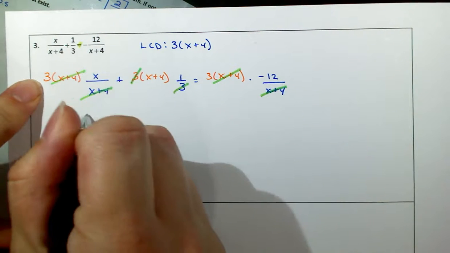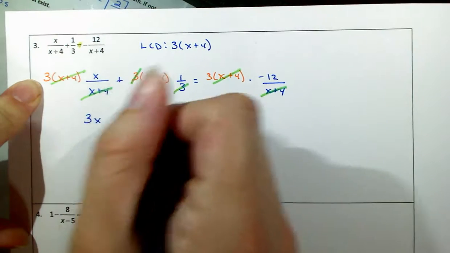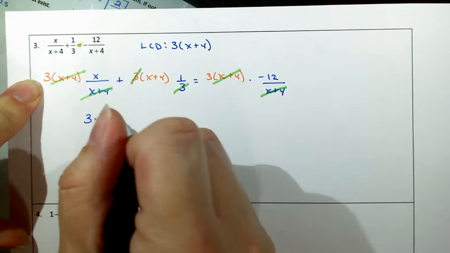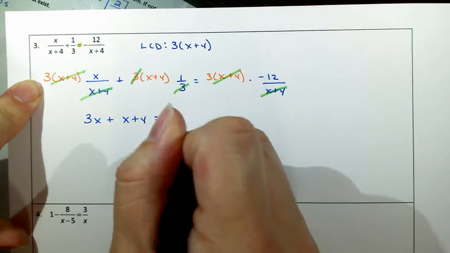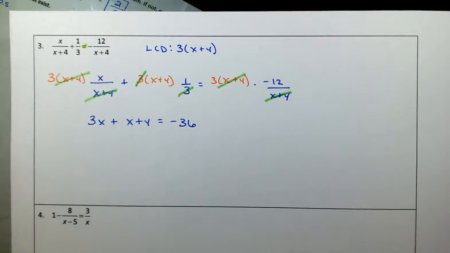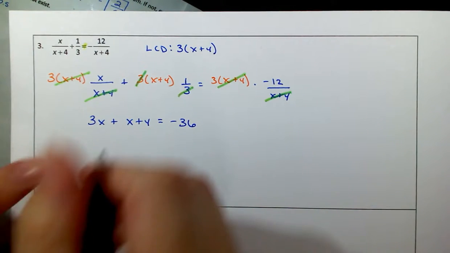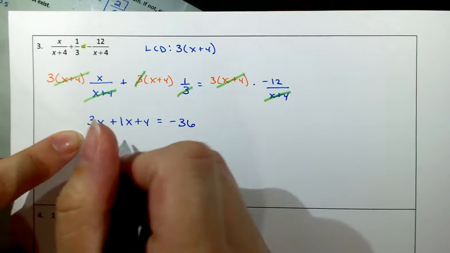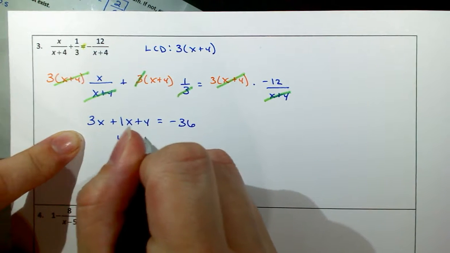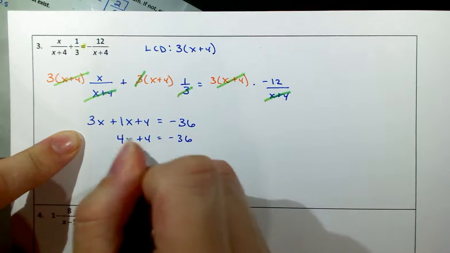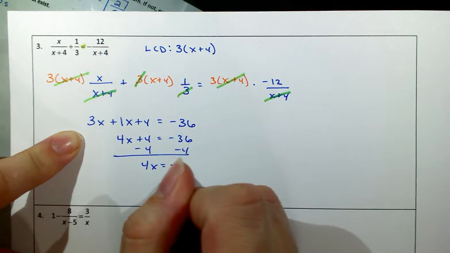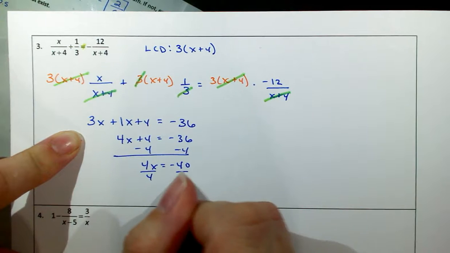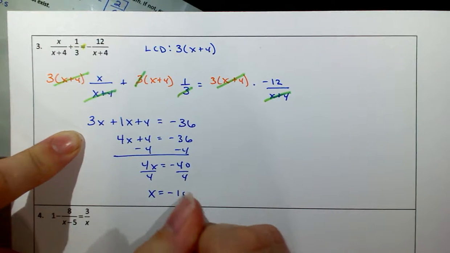So here we have 3 times x. Here we have plus 1 times x plus 4. And over here we have 3 times negative 12, which is negative 36. And this is a much nicer problem to solve because we can say, okay, 3x plus 1x is 4x. So then we have, subtract 4. 4x equals negative 40, divide by 4. So x equals negative 10.